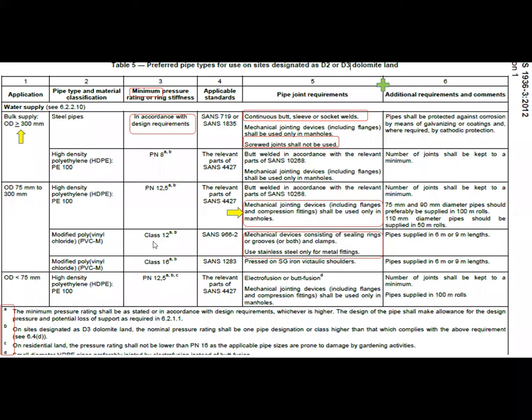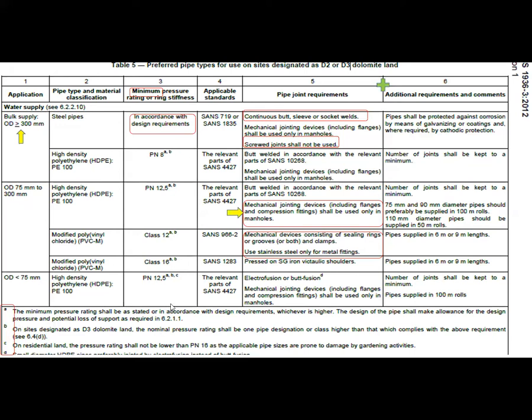So I'll give you an example. If it says class 12, A and B, and I read B, it says on sites designated as D3, dolomite land, the nominal pressure rating shall be 1 pipe designation or class higher than which complies with the above requirements. So guys, just read it very, very carefully and don't miss out on reading it with the little legend at the bottom or the additional information.